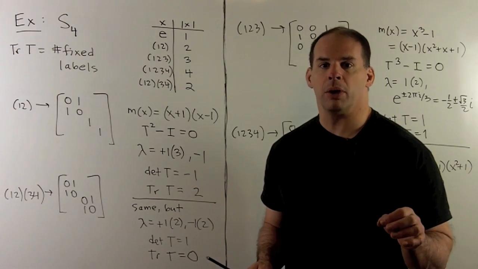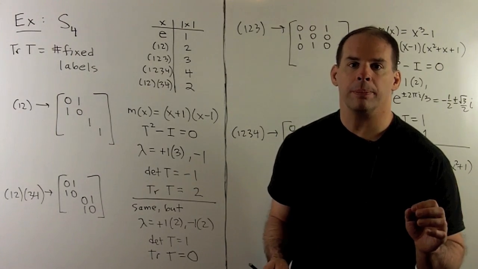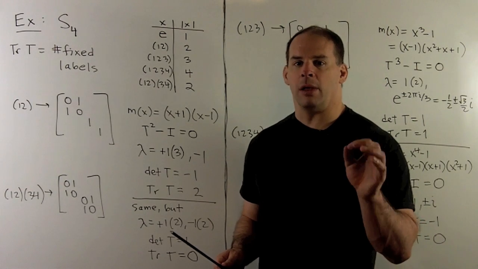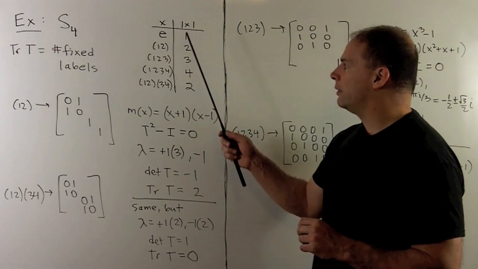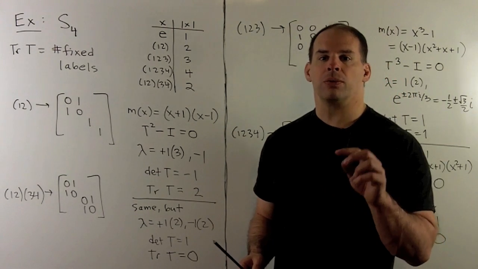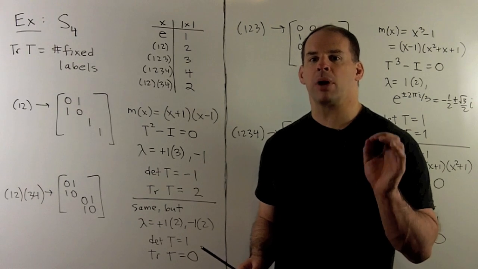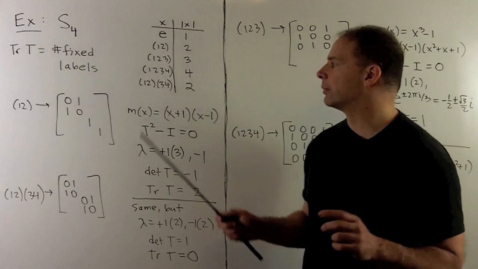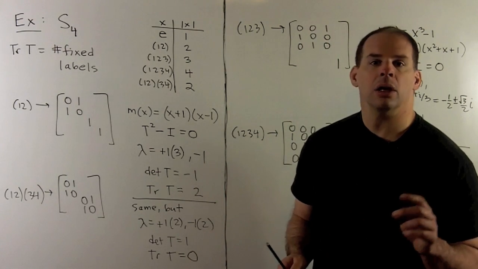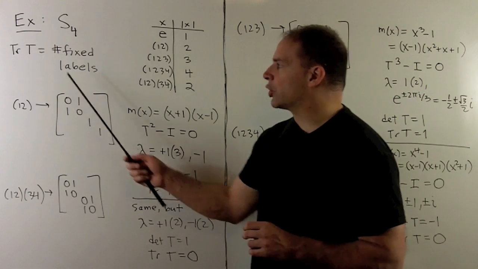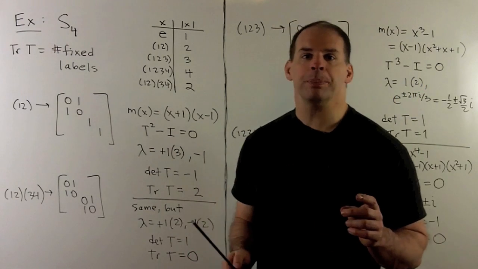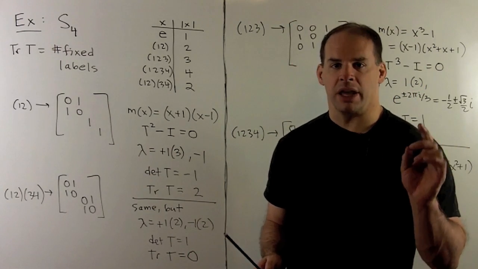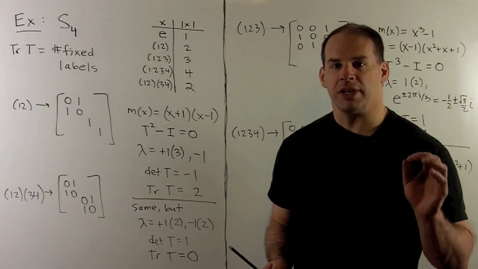For a concrete example, let's consider S4. S4 has elements in the following form. We have the identity, we have 2, 3, and 4 cycles, and we have products of disjoint 2 cycles. We also note, if we take the trace of a matrix for a permutation, that's just going to be the number of fixed labels. So that'll be the number of ones in the diagonal.